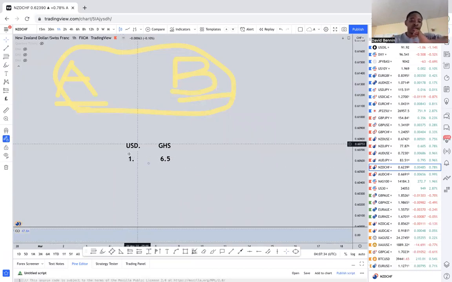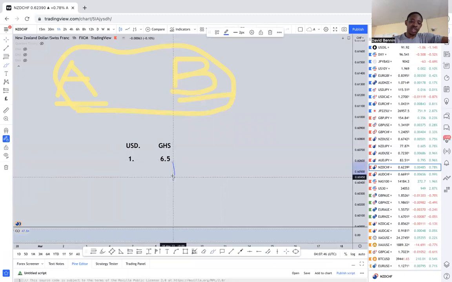So if you have $1 giving us 6.5 Ghana cedi, it means that if you want $1, you need 6.5 Ghana cedi before you can get $1. So if this value moves from 6.5 to, let's say, 6.1, it means that now you require less cedis to get the same $1, which means at this point in time, the cedi has become stronger.